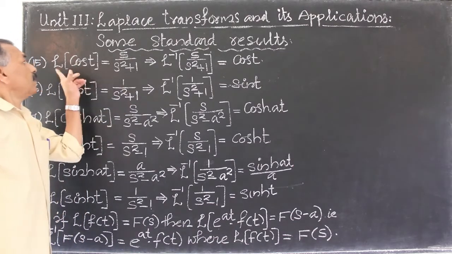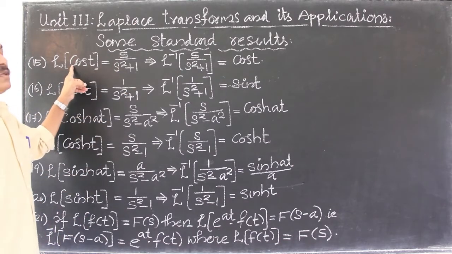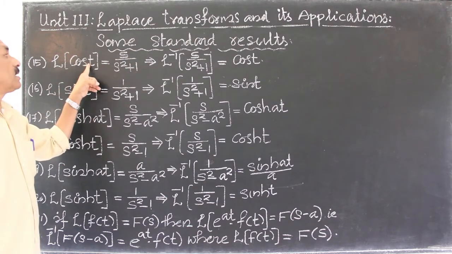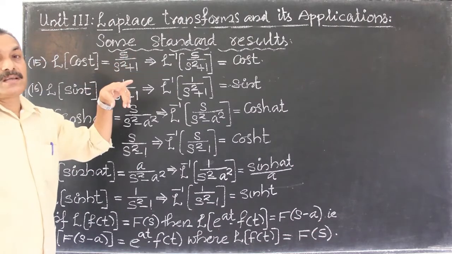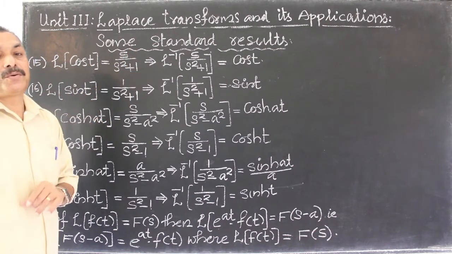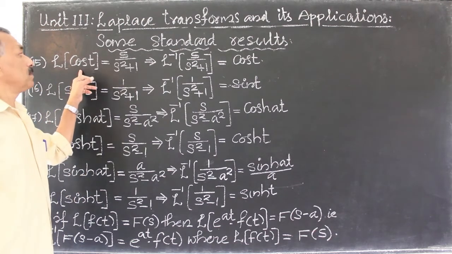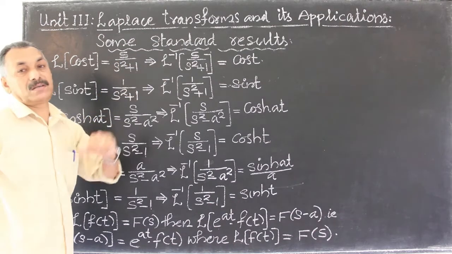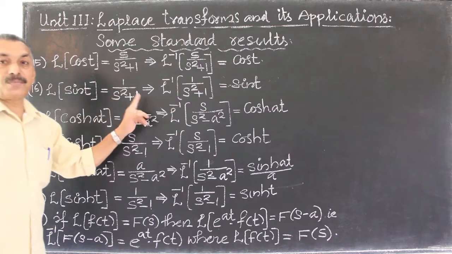Now, L of cos t is equal to s divided by s square plus 1. Then what is L of e raised to 2t into cos t? If we take e raised to 2t into cos t, wherever s appears we put s minus a. Since e raised to 2t means a is 2, instead of s we give s minus 2. So L of e raised to 2t into cos t is equal to s minus 2 divided by s minus 2 whole square plus 1. Then L of sin t is equal to 1 divided by s square plus 1.